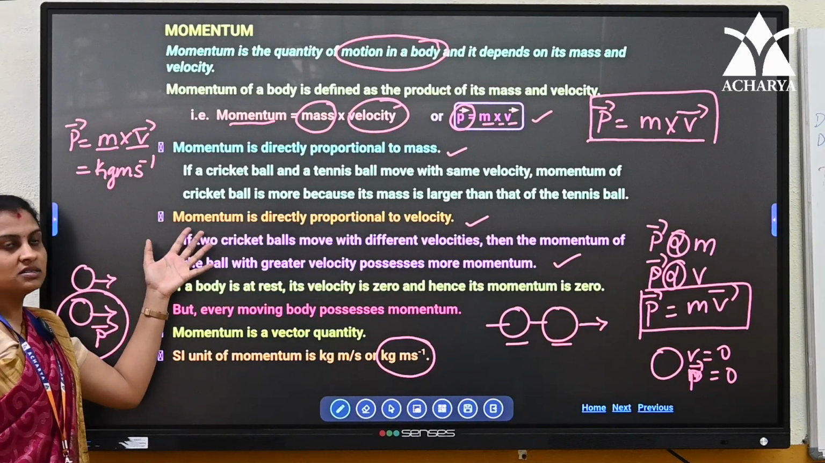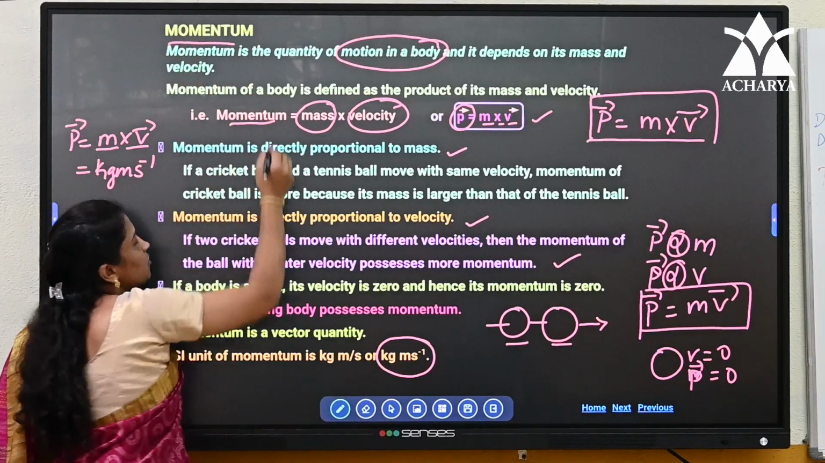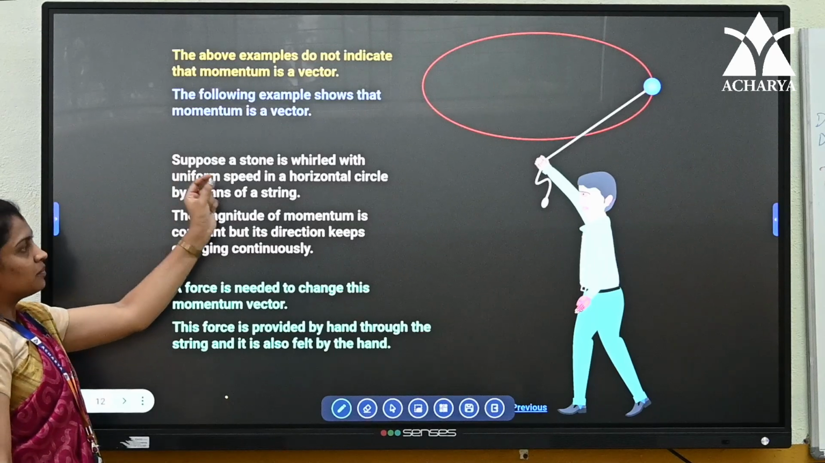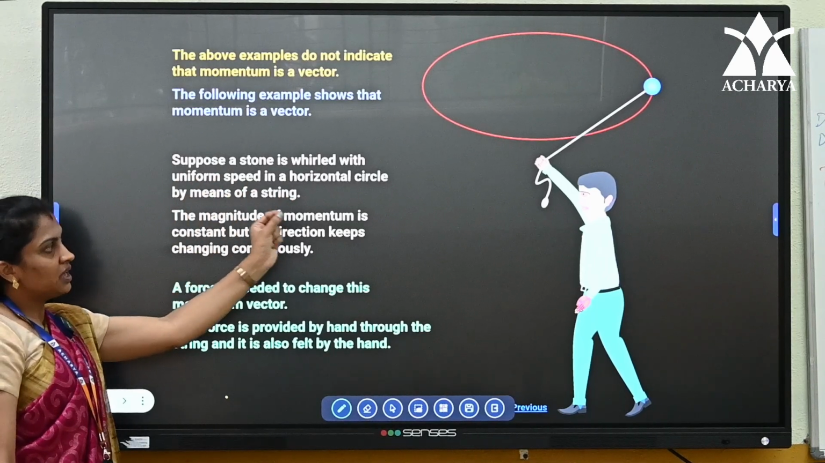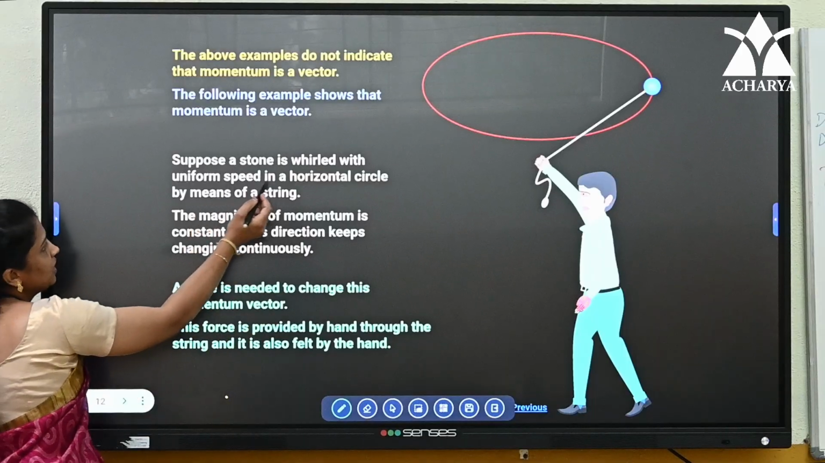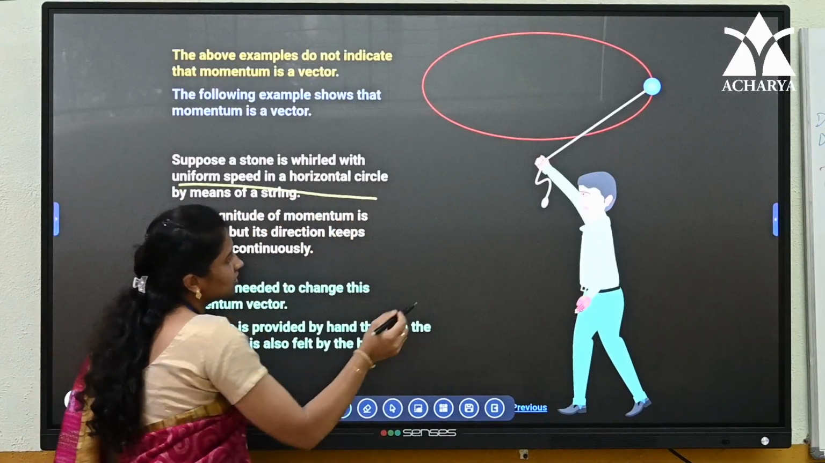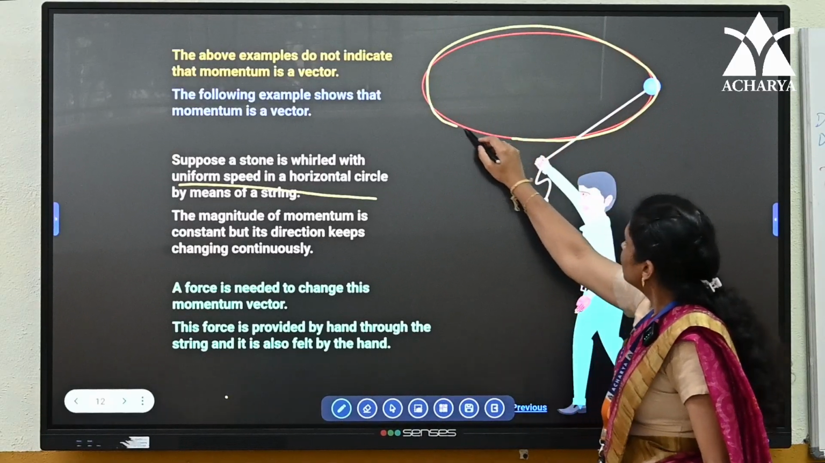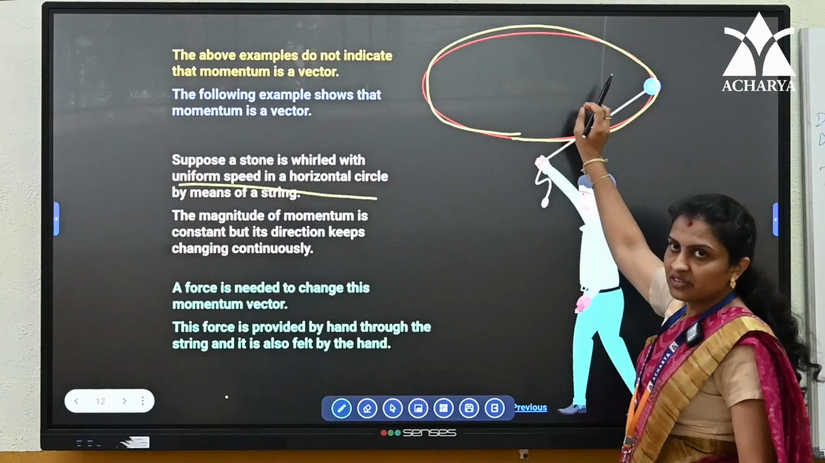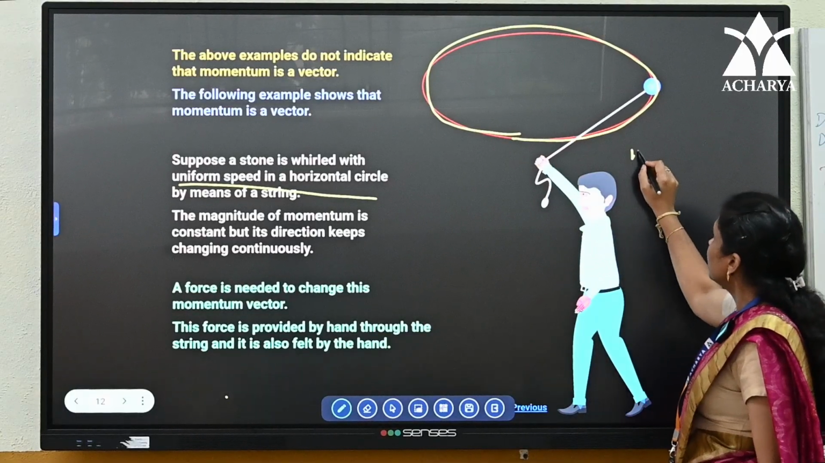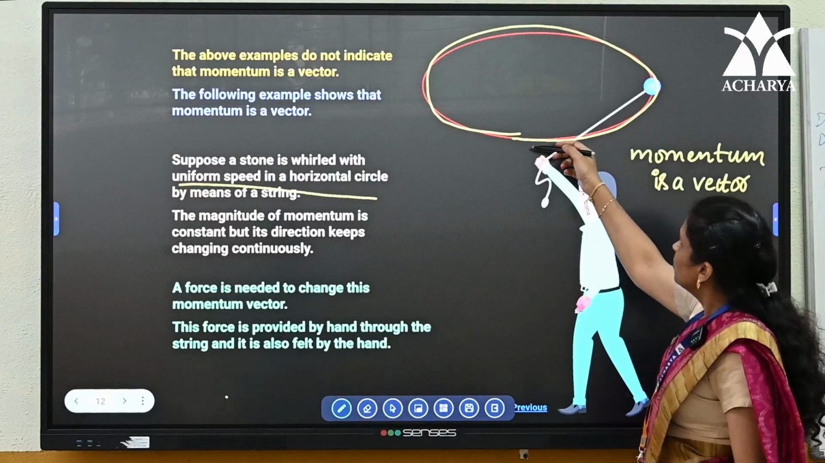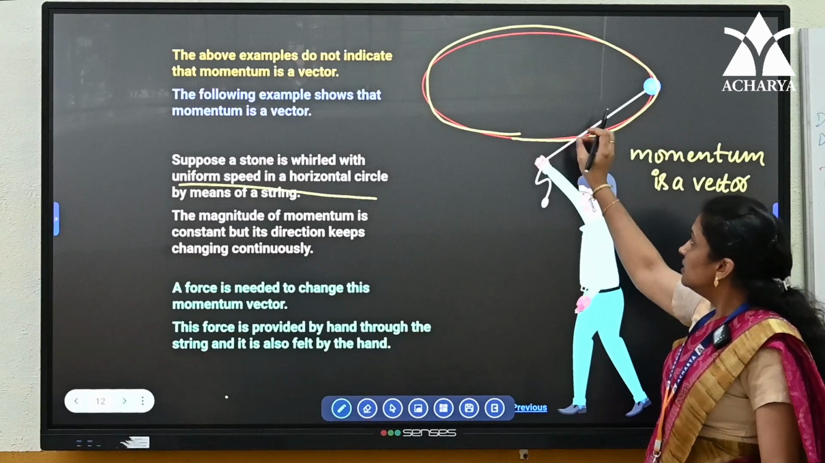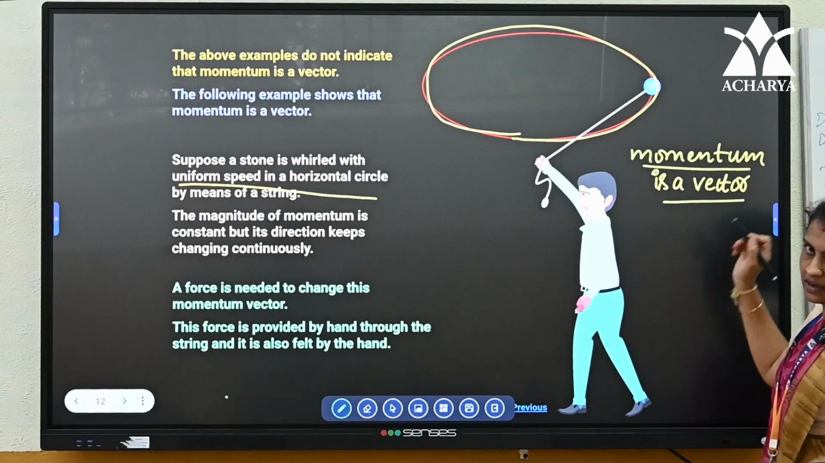So this is the definition and this is a very important concept of momentum. The man is whirling the stone. This example shows that momentum is a vector. Suppose the stone is whirled with a uniform speed in a horizontal circle by means of a string. This shows that momentum is a vector.